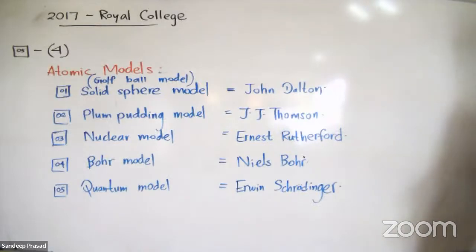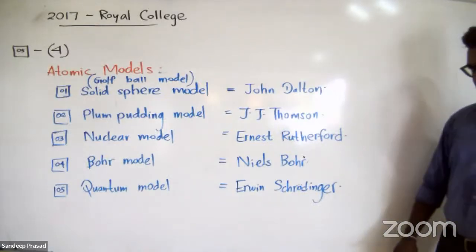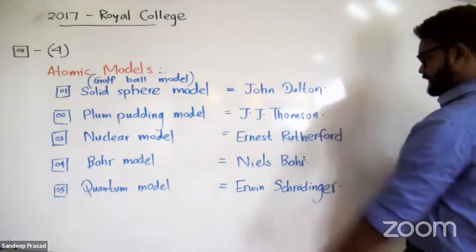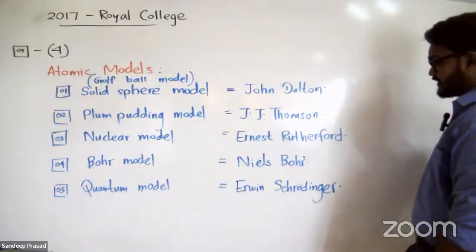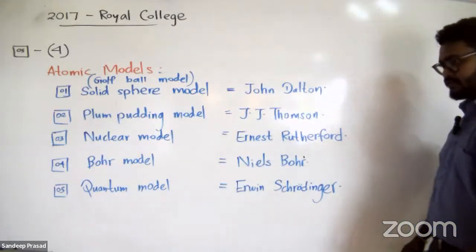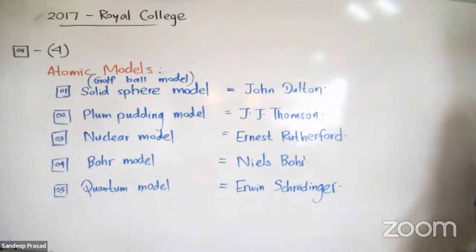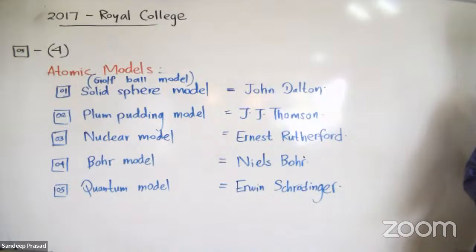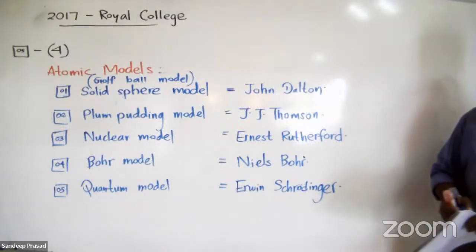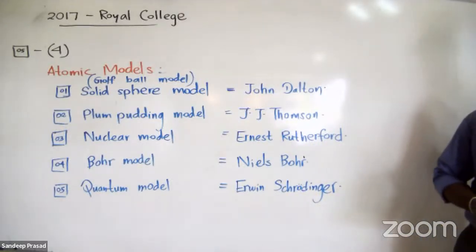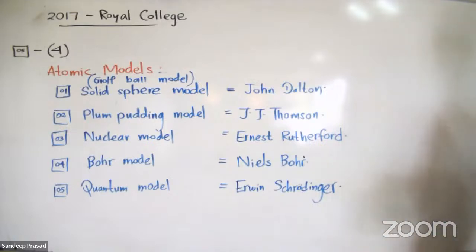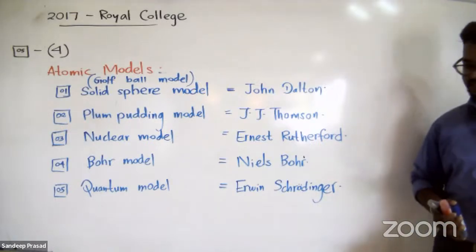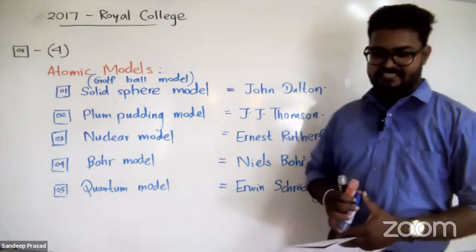Solid sphere model, if not golf ball model, introduced by John Dalton. Plum pudding model, introduced by J.J. Thomson. Nuclear model, Ernest Rutherford. Bohr model, Niels Bohr. And the fifth one, quantum model, introduced by Erwin Schrödinger. Right? So this is an important theory point that you have to remember. Everything we learned, we learned in theories.